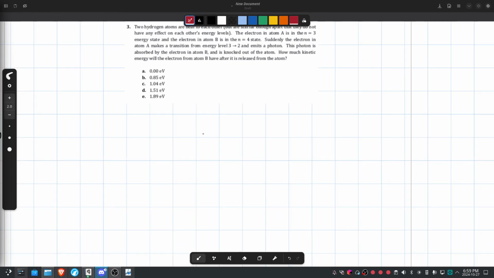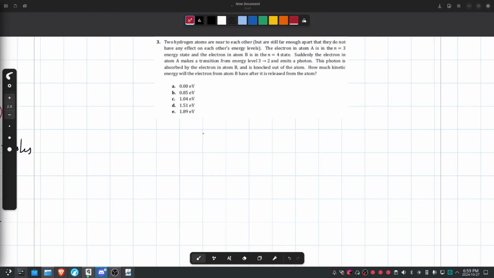So 3. Two hydrogen atoms are near to each other, but are still far enough apart that they do not have any effect on each other's energy levels. The electron in atom A is the n equals 3 energy state, and the electron in atom B is the n equals 4 state. Okay, I'm not going to read it out because it sort of gets annoying. We're going to write and read at the same time.